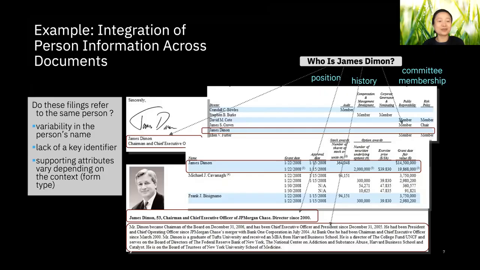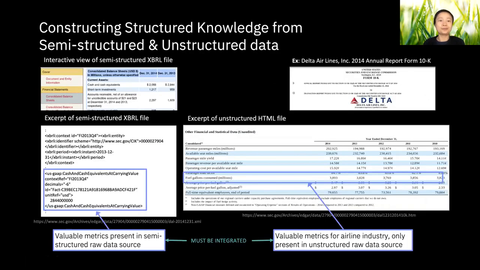There are no unique keys, right? The same person's name can also be referred to slightly differently across different documents. And then the supporting attributes also vary based on the context. For example, in here, we know there is a person name and a job title, but in another place it's slightly different. So in general, it's a very challenging problem to do integration. Qian will spend quite a bit of time in today's talk to describe some of the work we have done that helps do this kind of entity resolution.